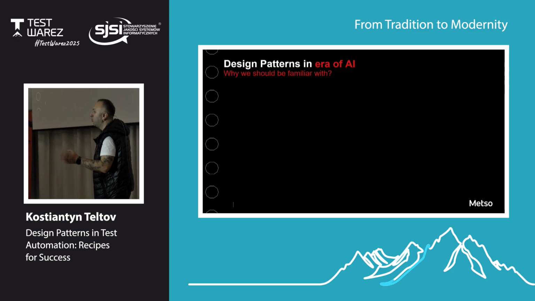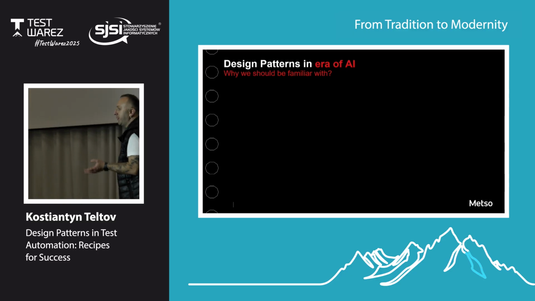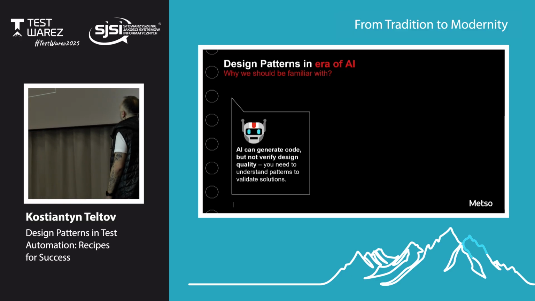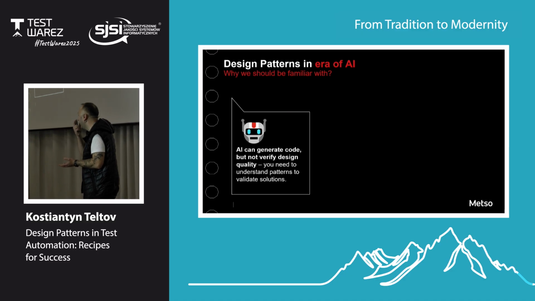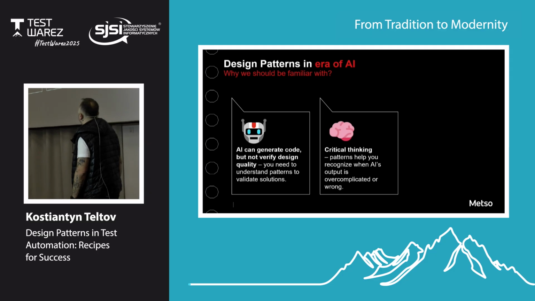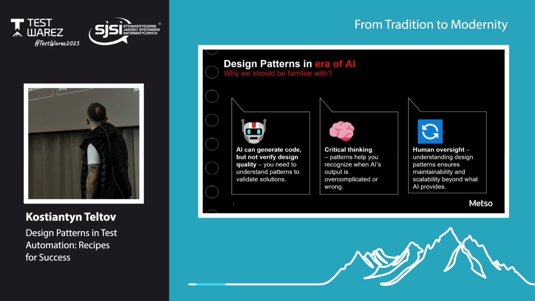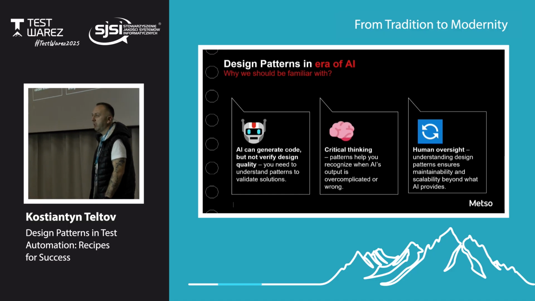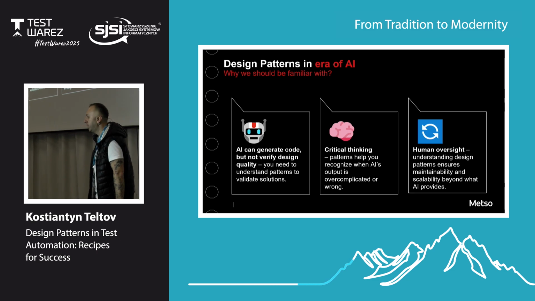Okay, a very good question today, about artificial intelligence. Do we still need to use design patterns? I still believe we should, because AI generates code, but we still, as software developers, as QAs, need to verify this code. We still need to think critically about whether this code is overcomplicated. And yes, we need to make sure our test automation frameworks are maintainable in the future.